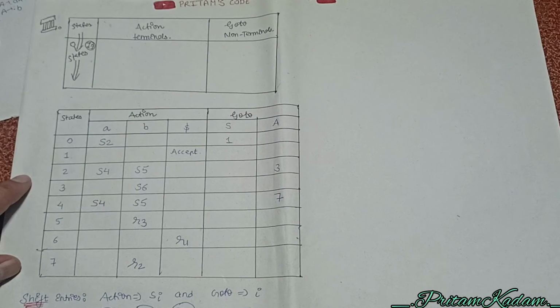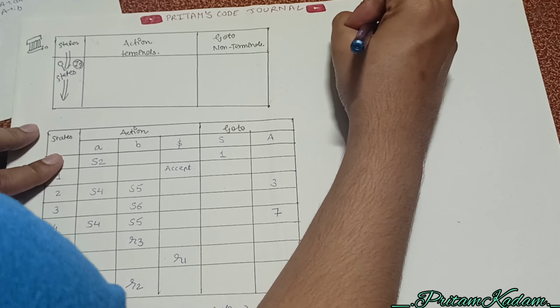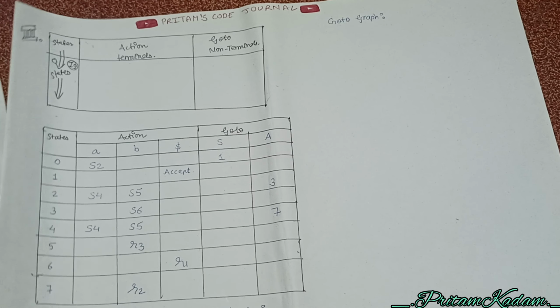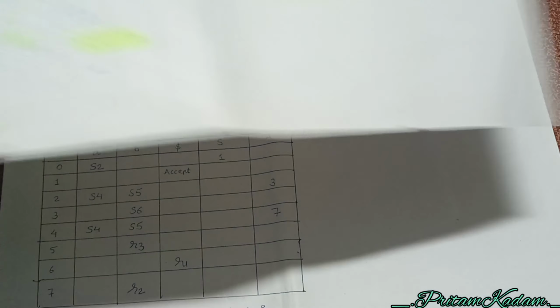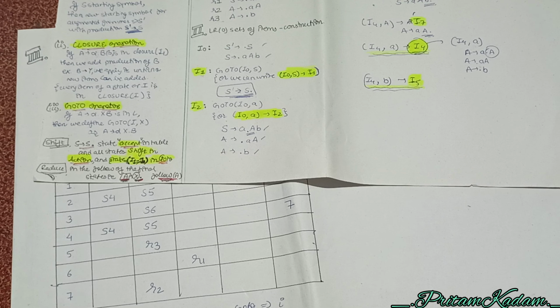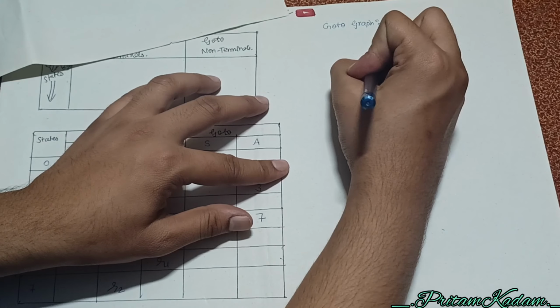Let us make the go to graph as well. In this graph you have the source state, and there is a transition label. So I0 on capital S goes to the I1 state. So in the source state I will write the I0, then on transition label, that is S, it will go to the I1 state.